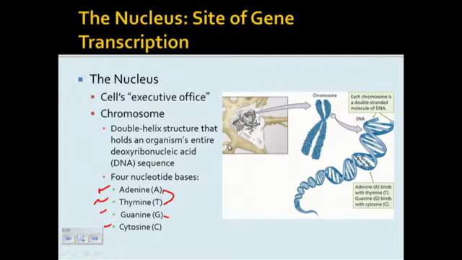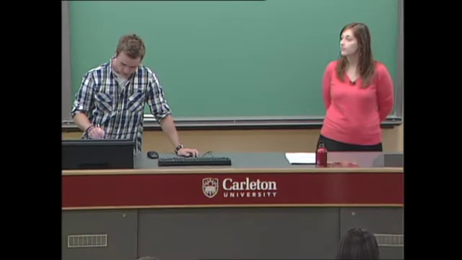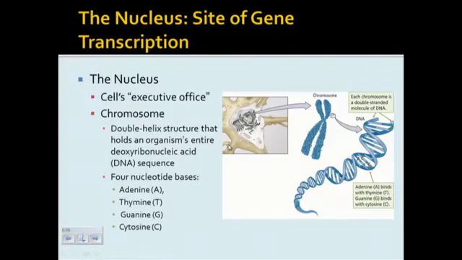And then every, am I going too fast? A little bit? Okay. So I'll do that part again. You have 4 nucleotide bases, A, T, G, and C. A always binds to T, C always binds to G.